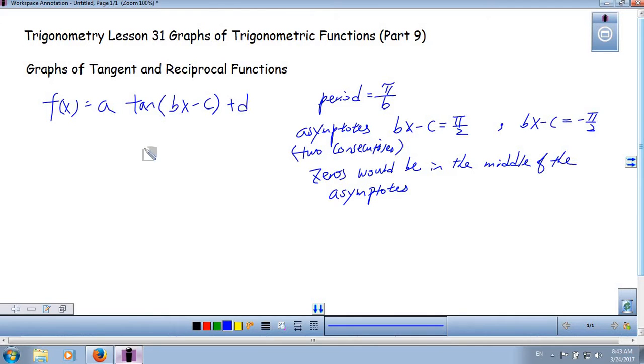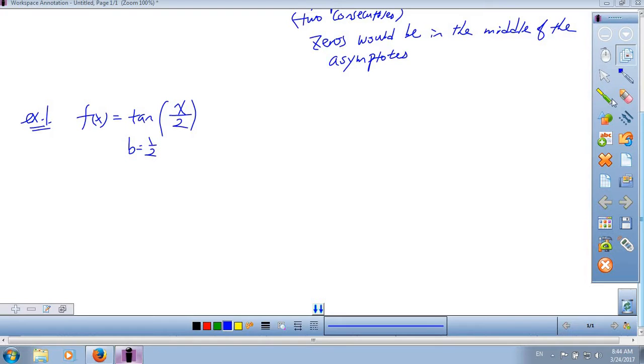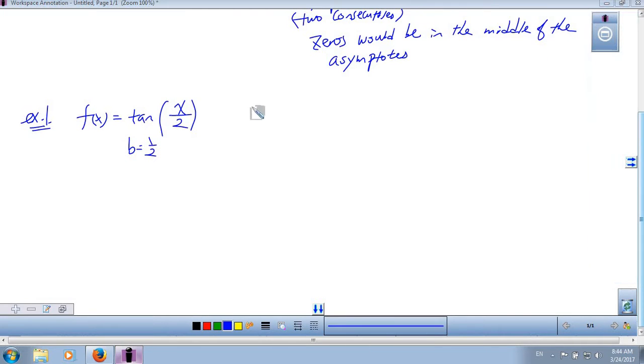Alright, let's start with something simple. Let's start with tangent. f of x equal to tangent of x divided by 2. Okay, so we don't have any a, a is equal to 1, excuse me, and our b value is 1/2, so we know the period is going to be a lot different. The period is going to be longer now. But let's go ahead and calculate the consecutive asymptotes.